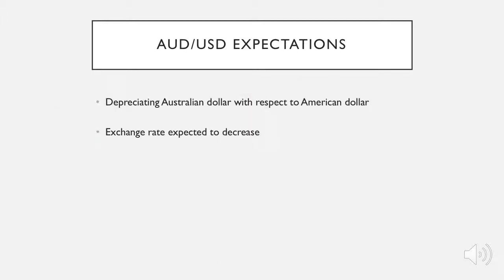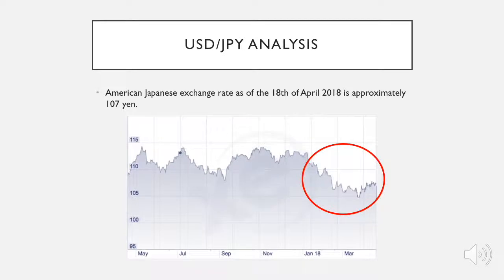In conclusion, based on the predicted decreasing interest rate and increasing inflation rate, it is expected that the Australian dollar will depreciate with respect to the American dollar. From this, we predict in the near future that the exchange rate will decrease from current levels.